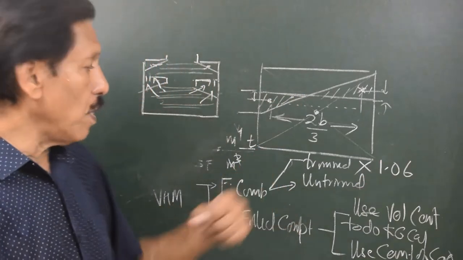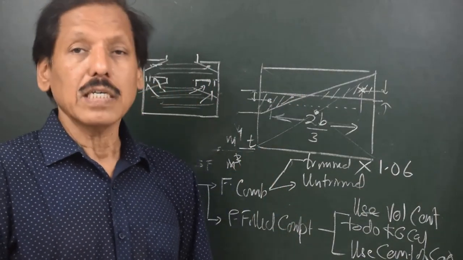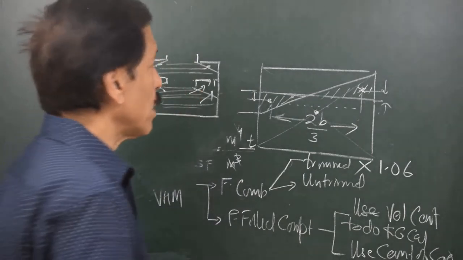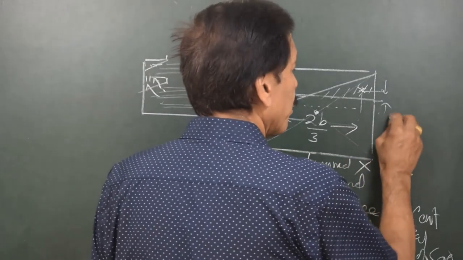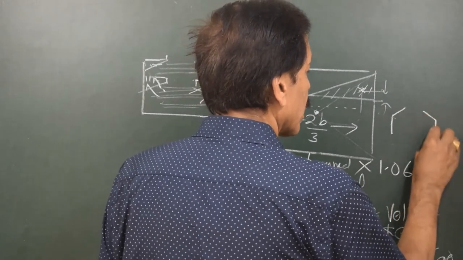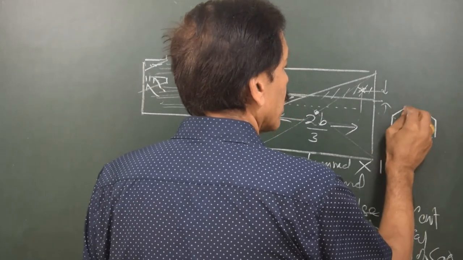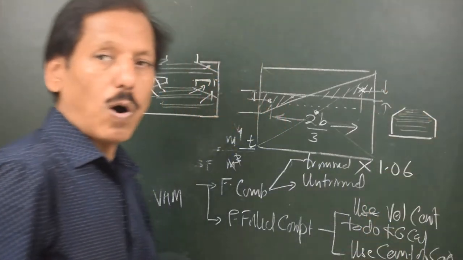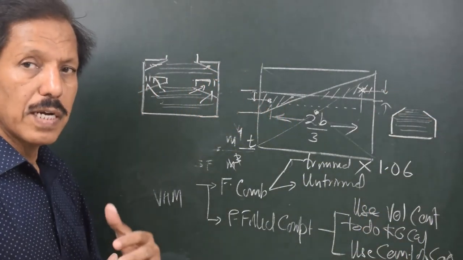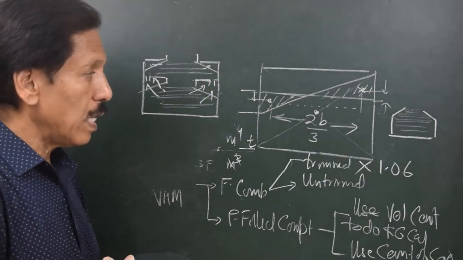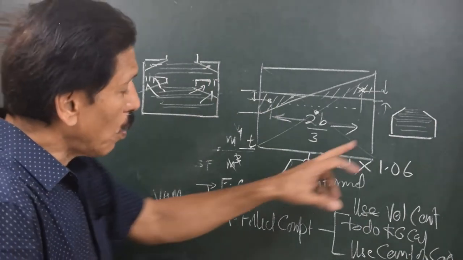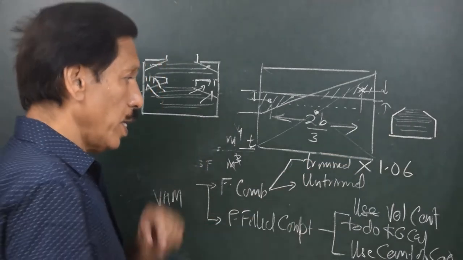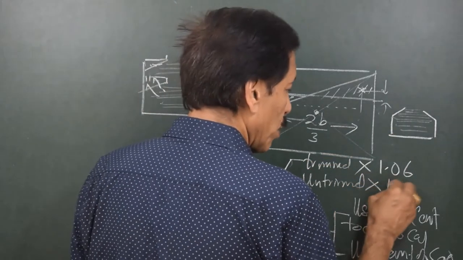Now let's come to the filled compartment untrimmed. Untrimmed means it does not need the trimming. That means if it is a kind of bulk carrier which is self-trimming, where you think that the grain would have reached every corner, there are very small chances that the voids will be there within the hold. So this is called filled compartment untrimmed because the trimming is not necessary. So here you will multiply with the factor 1.00.